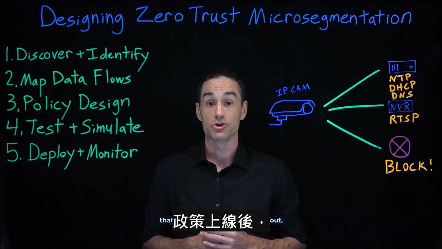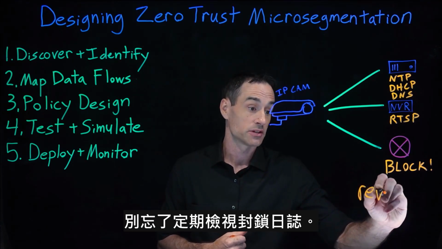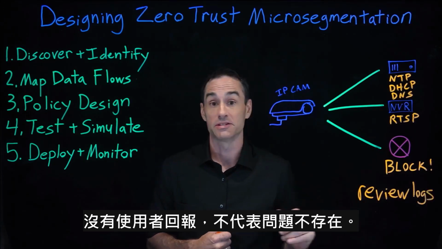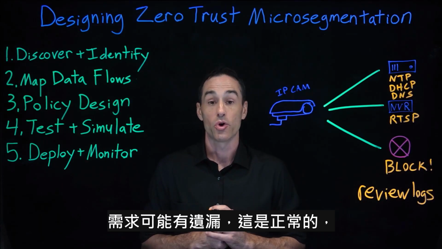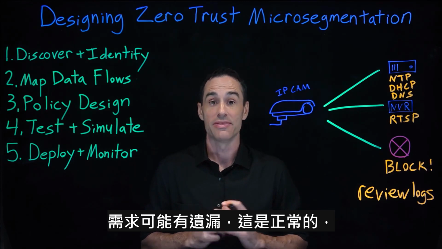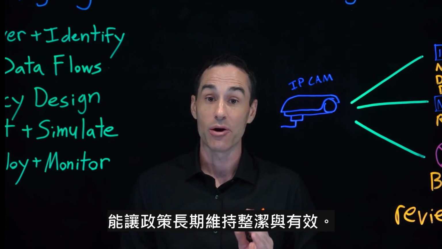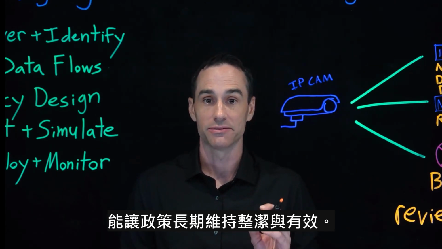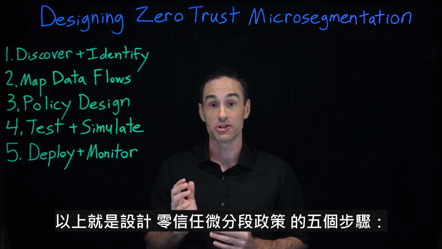It's a good idea, once your policies are rolled out, to review your denied traffic logs every now and then. Just because a problem isn't being brought to your attention doesn't mean it isn't lurking in the background. Requirements will likely have been missed, and that's okay. Have a good process around reviewing and allowing for exceptions, and your policies will remain tidy and effective in the long term.